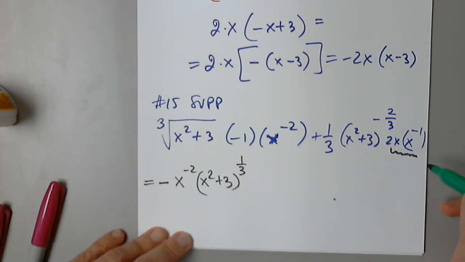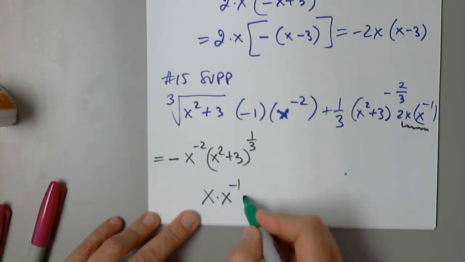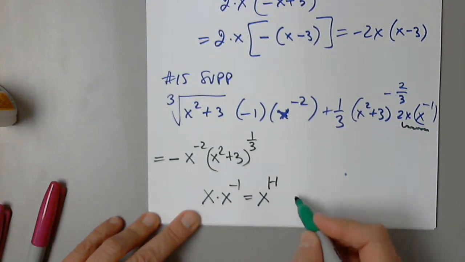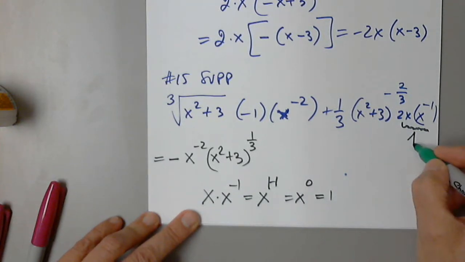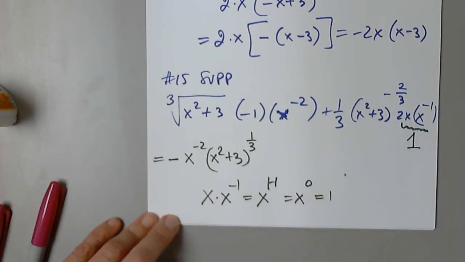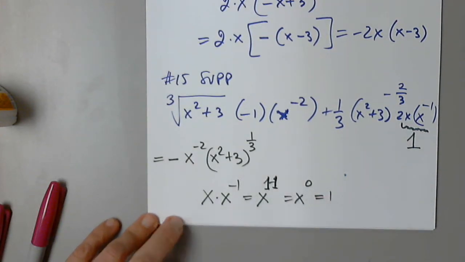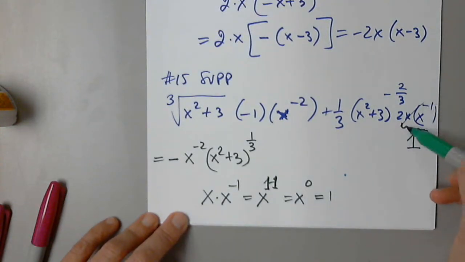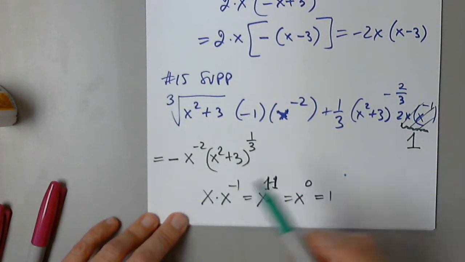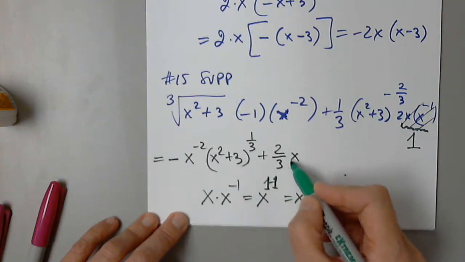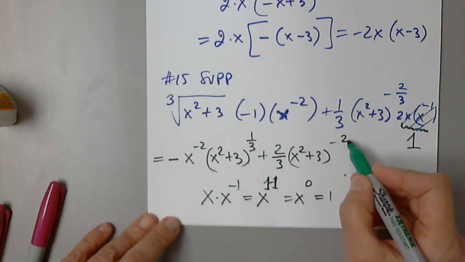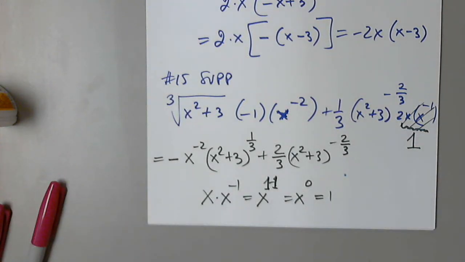When I multiply x by x to negative 1, what do I get? Copy the base, add the exponents. What do you get? x times x to negative 1 is x to 1 minus 1, which is x to 0, which is 1. So this goes away as being 1. So 2/3 x squared plus 3 to negative 2/3. So we managed to clean it up pretty nicely.